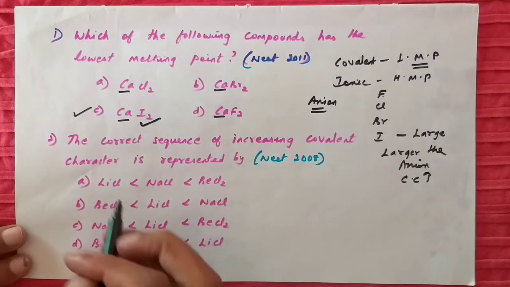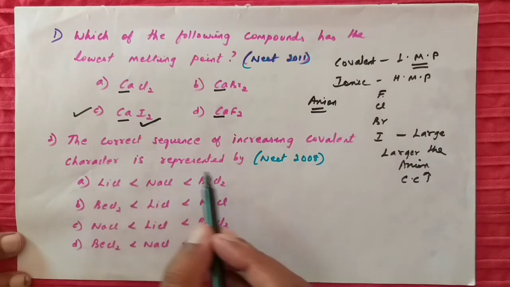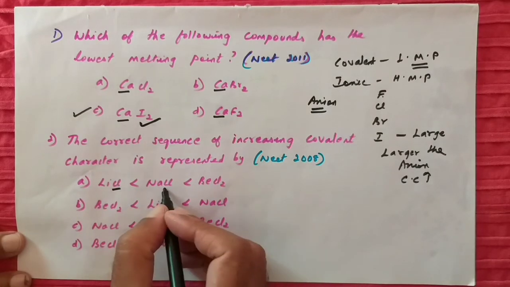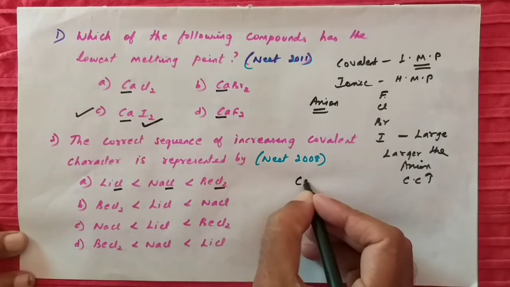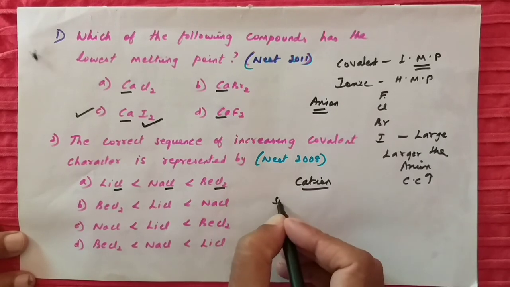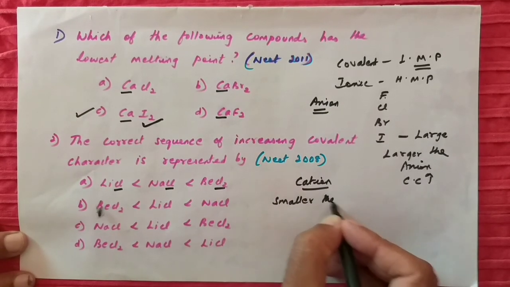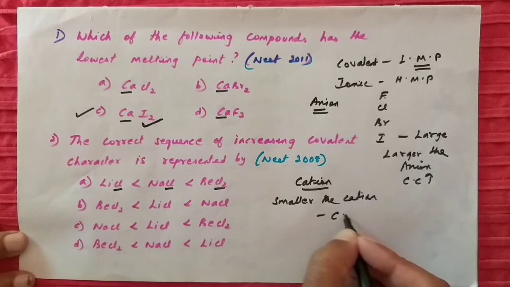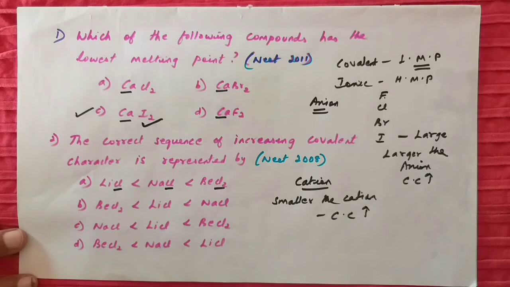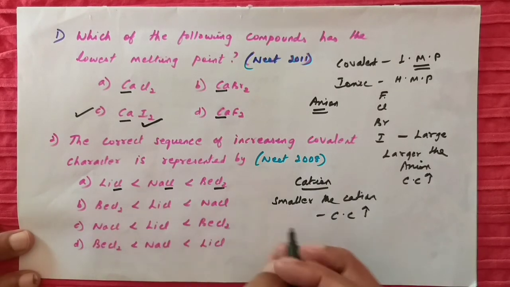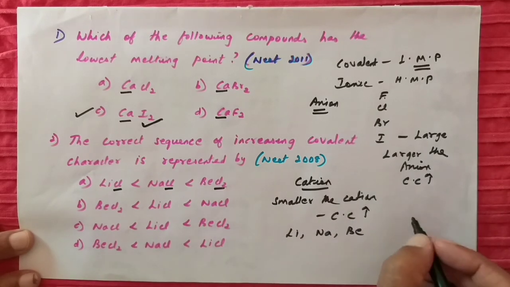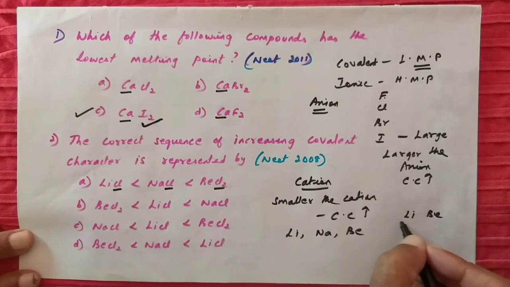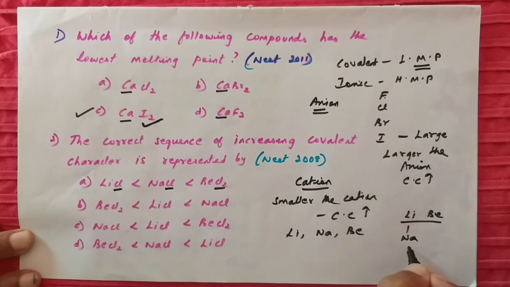The second question is, the correct sequence of increasing covalent character is represented by. Here you can see the anion is Cl, so we have to go for the cation. In the case of cation, the smaller the cation, the more the covalent character will increase. They have given three things: lithium, sodium and beryllium. Lithium and beryllium are in the periodic table like this, followed by sodium. So sodium will be the largest cation, and it will have the least covalent character.